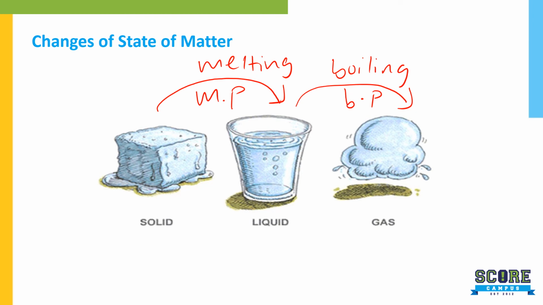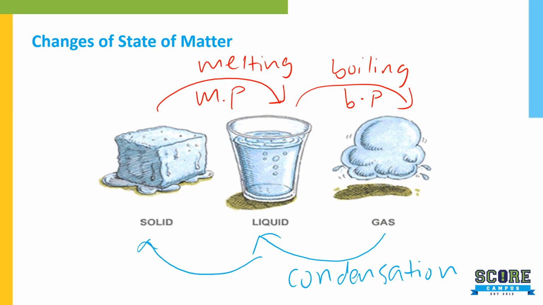And similarly, if you cool a gas, right, it goes through condensation and it will become a liquid. And if you cool a liquid, like you take the ice tray, you fill it up with water and you put it into the freezer, it will become solid, and this is the process of freezing.